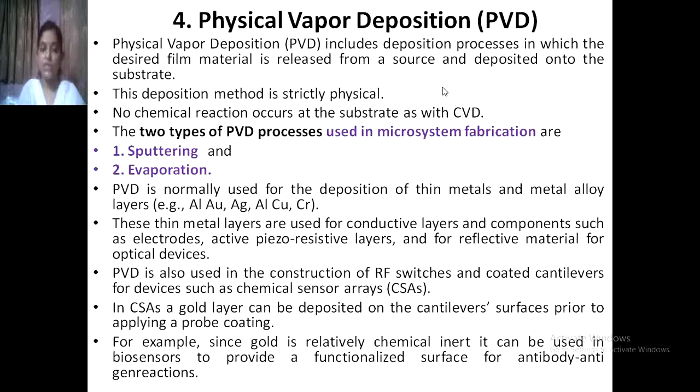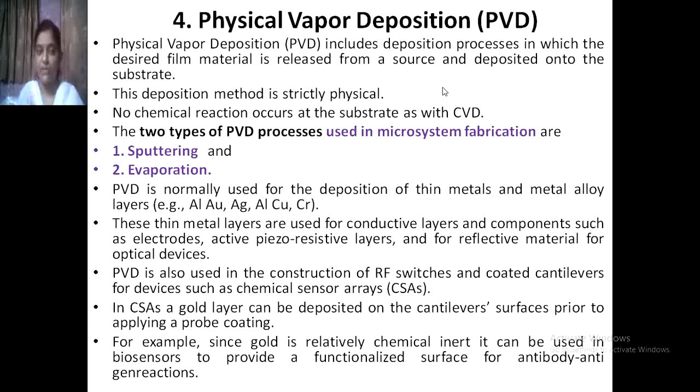This deposition method is strictly physical. No chemical reaction occurs at the substrate as with CVD. The two types of PVD processes used in microsystem fabrication are sputtering and evaporation.